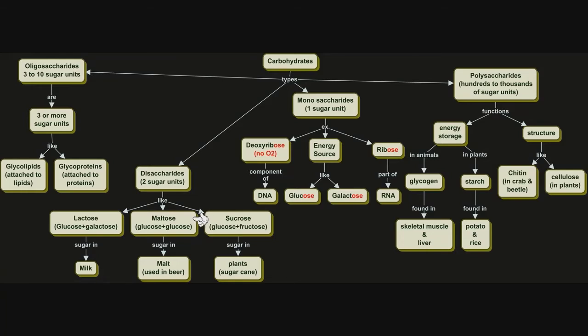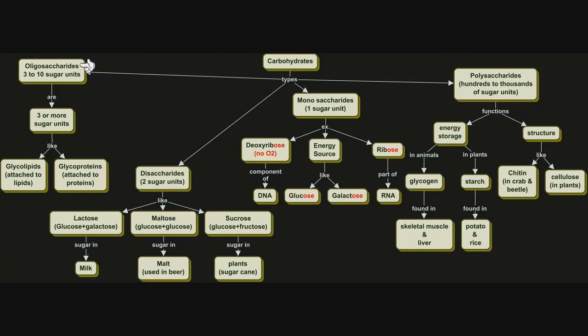Another type of disaccharide is maltose. This is glycosidically bonded between glucose and another glucose. Maltose are sugars that can be found in malt. Malt is used in beer making. The third example for a disaccharide is sucrose. Sucrose is a formation between glucose and fructose. Sucrose is a sugar that is found in plants.